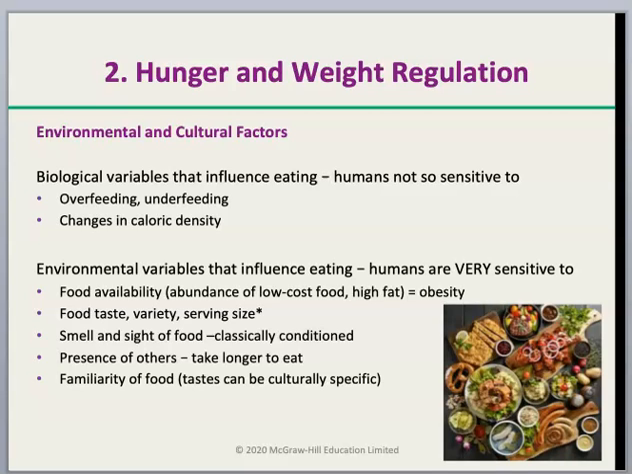The presence of others is another variable. When we're at a table or at a dinner, we tend to take longer to eat and eat more. Then also the familiarity of food. So when we're eating foods that are more familiar to us, we tend to eat more.